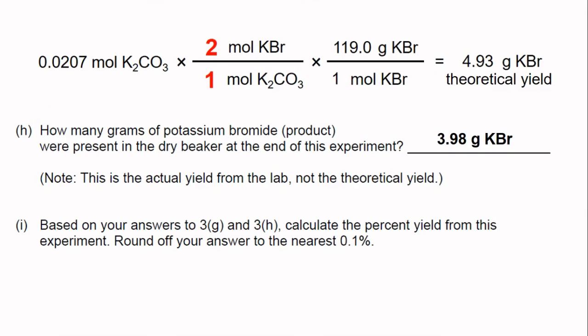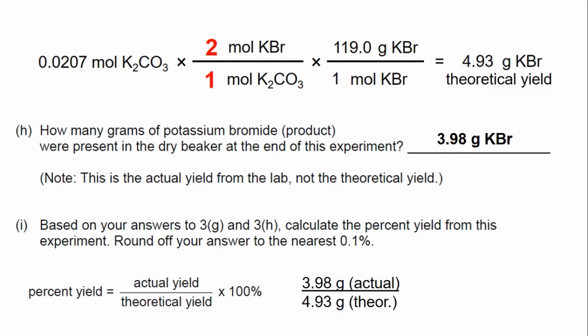So to get the percent yield, we take the actual yield, which in this case is 3.98 grams of potassium bromide. We divide by the theoretical yield, which is 4.93 grams. That's what we're supposed to get based on our stoichiometry calculations. Multiply by 100, and we get 80.7% yield for the results of this experiment.